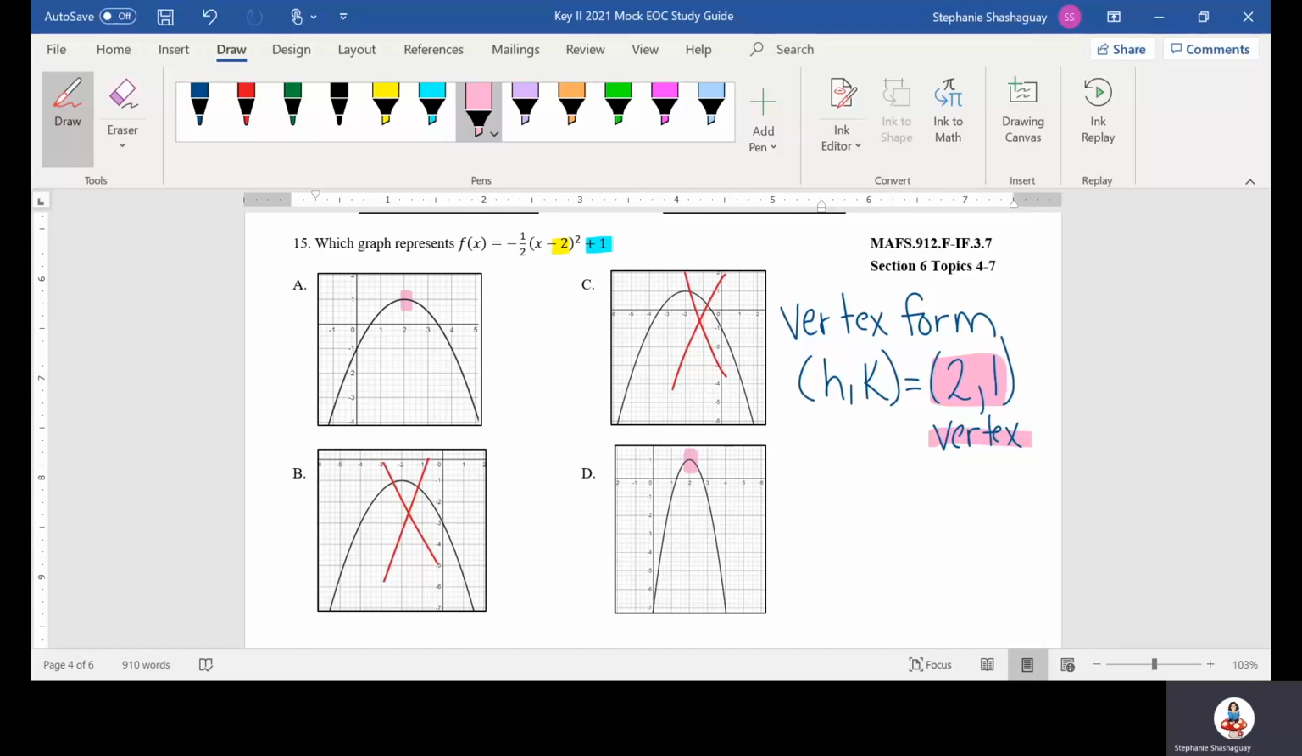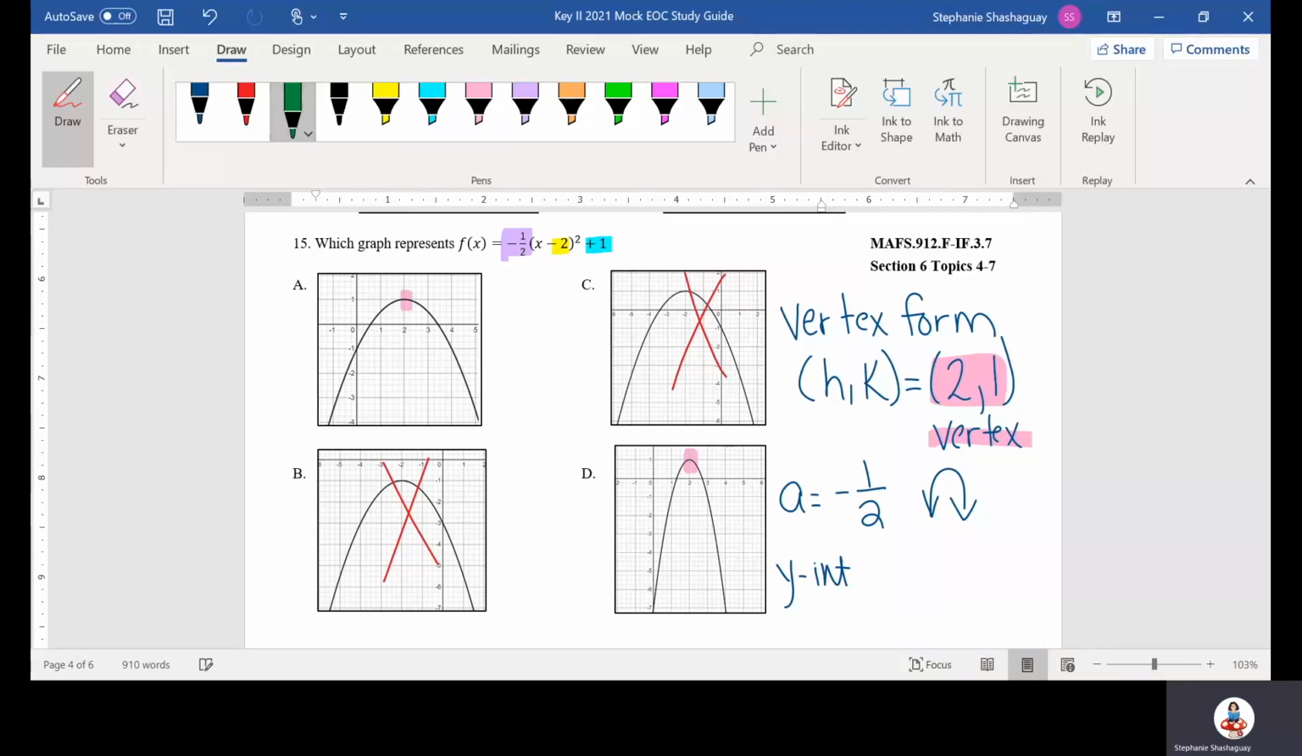Now I'm going to look at my a term. My a term here is equal to a negative 1/2. Well, a negative a term means that my parabola is opening down, and a 1/2 would mean that the function is compressed and not stretched. But the other thing that we can look at here is our y-intercept.